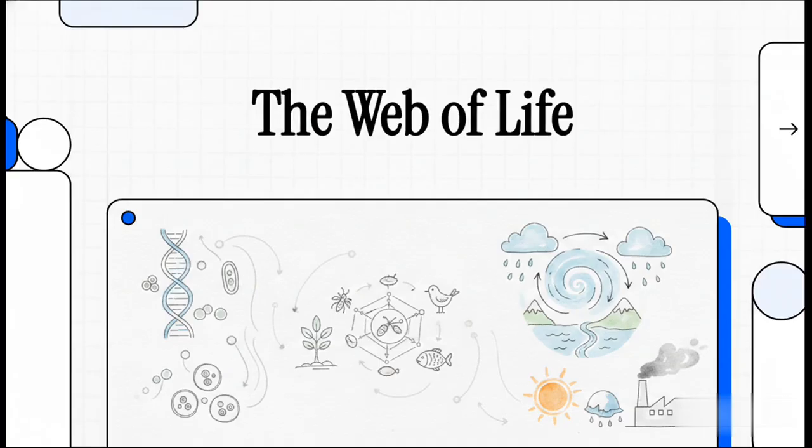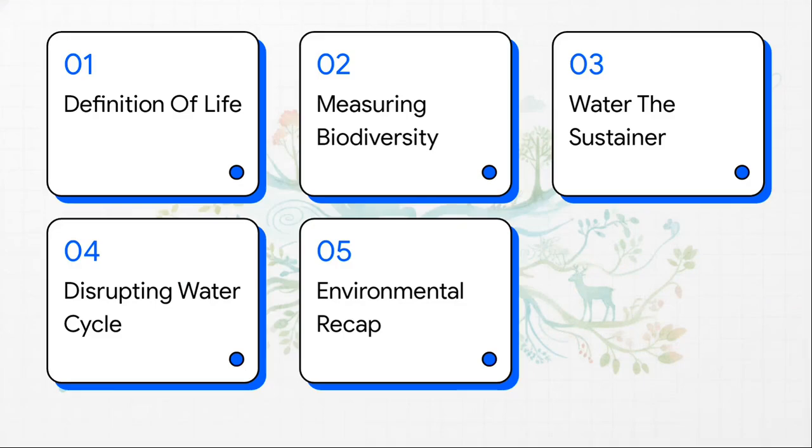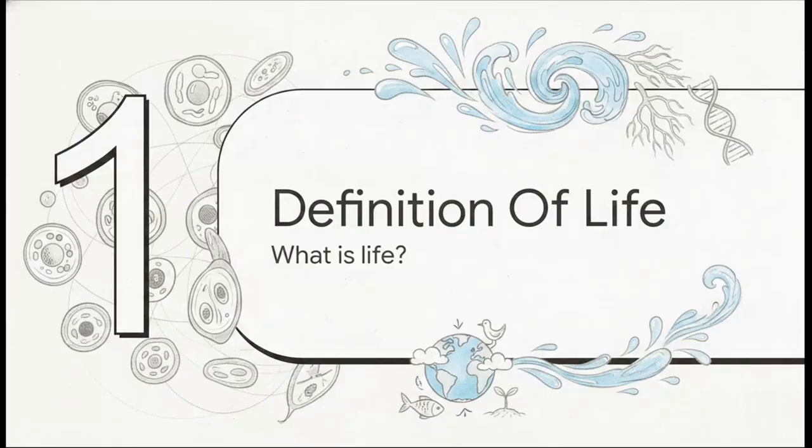Let's get into it. Here's our roadmap for this full recap. First, the definition of life. Second, measuring our biodiverse world. Third, water, the ultimate sustainer. Fourth, disrupting the water cycle. And finally, a global environmental recap. Okay, starting off with Section 1, the definition of life.